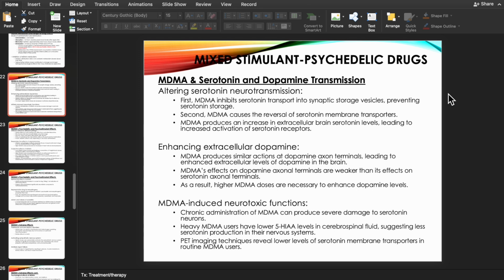Chronic use of MDMA can lead to severe damage to serotonin neurons, which means that everything serotonin is responsible for, such as sleep, memory, sex drive, mood, appetite, and many more, can be negatively impacted.